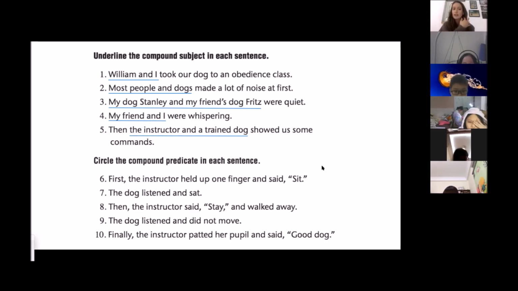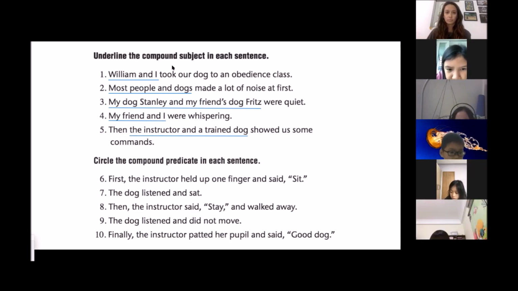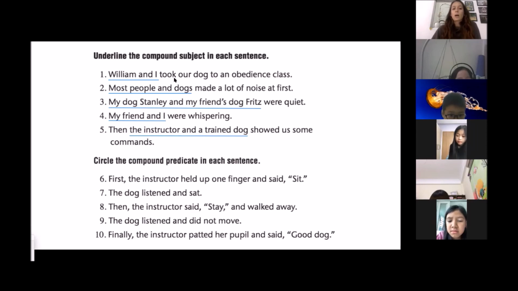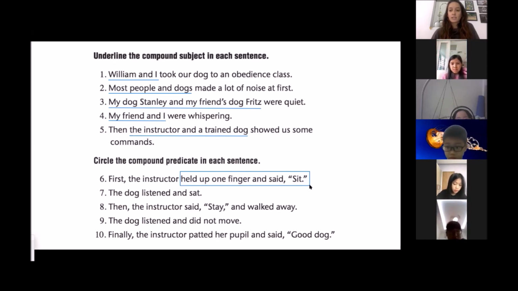All right, now we're going to identify the compound predicates. Can you read number 6, please? First, the instructor held up one finger and said, sit. All right, and what is our compound predicate? Remember, predicate is what the subject does, so the action in the sentence. Held up one finger and said, sit. Good job. So action number 1, held up one finger. Action number 2, said, sit.